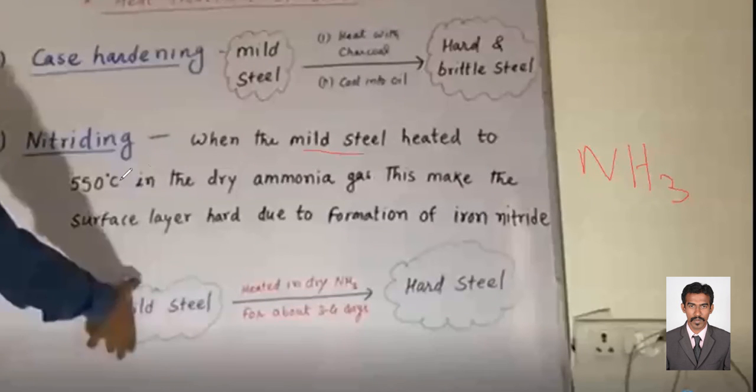You heat it with this ammonia gas, when the mild steel is heated to 550 degrees Celsius. In these cases, temperatures are very important. You can't just arbitrarily heat to different temperatures. There are specific temperatures for each process. So when the mild steel is heated to 550 degrees in dry ammonia gas, this makes the surface layer hard due to the formation of iron nitride.